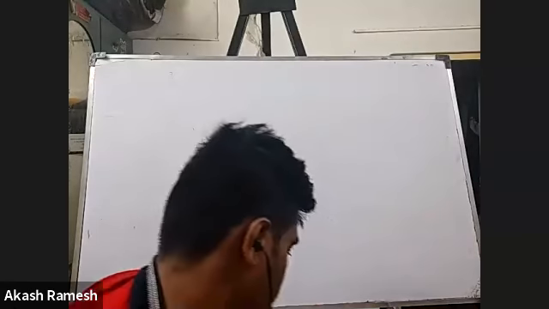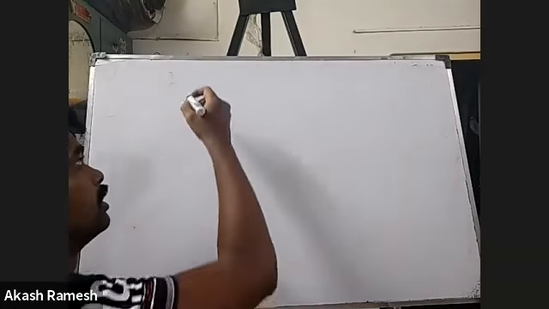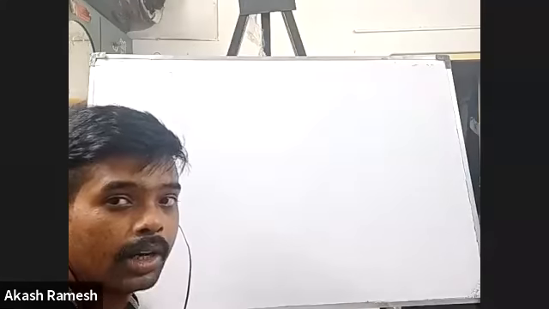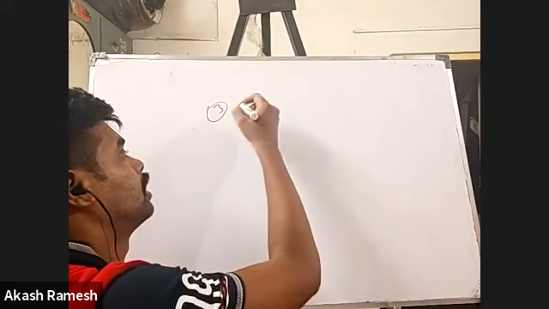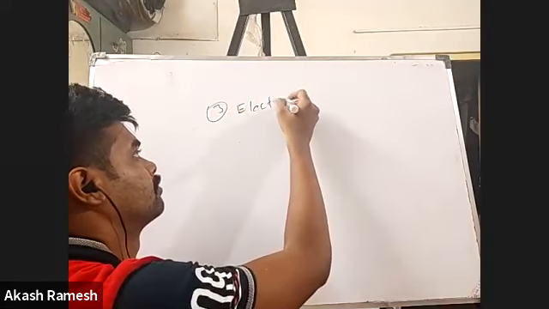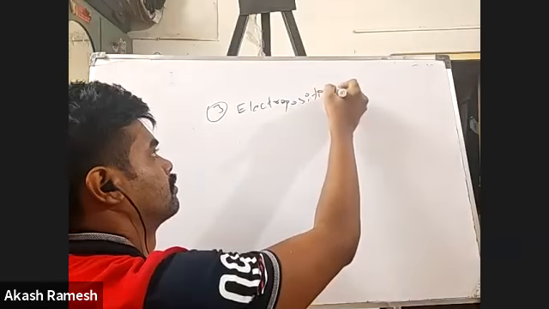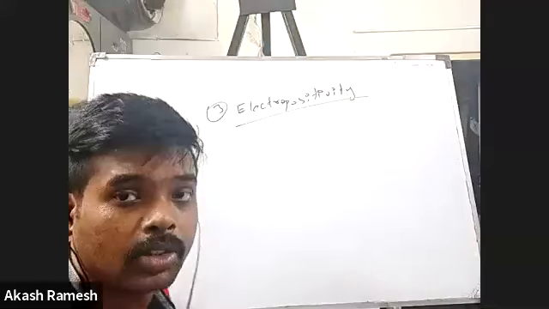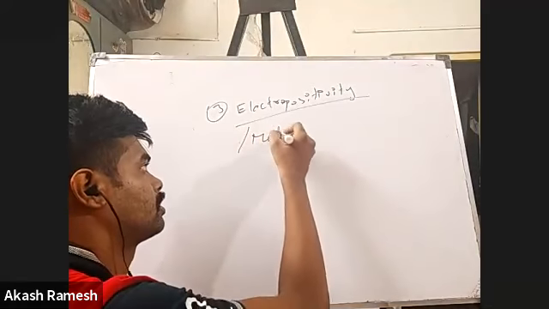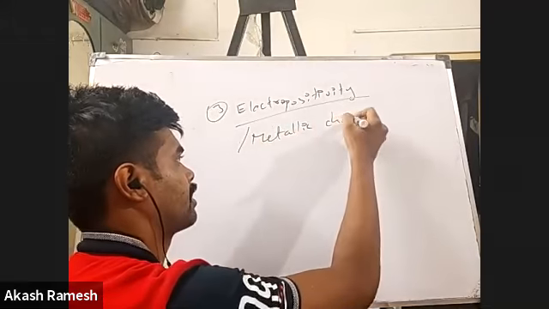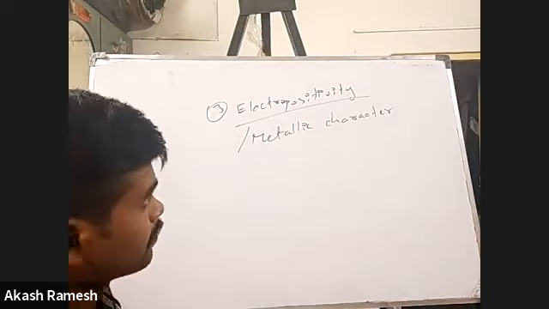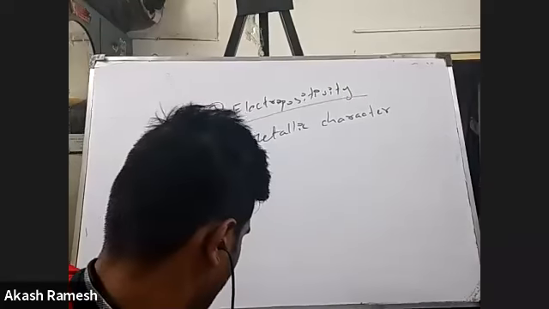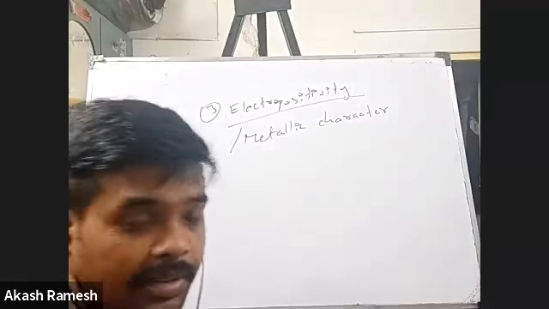Okay, so we'll move on to certain other atomic trends. We saw atomic size, we saw nuclear charge, that is nuclear force of attraction, and now we'll see electropositivity. Electropositivity can also be called metallic character. Now we'll look into what exactly this is. First you have to understand what is electropositivity.